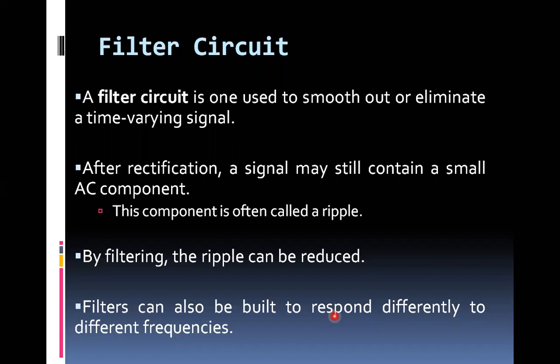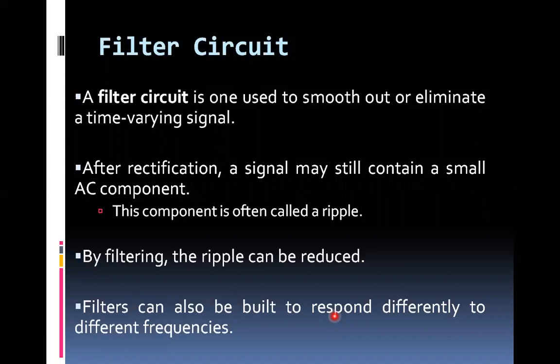Rectifiers are the devices which convert an alternating current to a direct current. But the direct current we get in the case of a bridge wave rectifier or full wave rectifier is not in the form of pure DC. It is called a pulsating output. So if you want to remove the AC mixture in the DC, then filters have to be used. A filter circuit is one used to smooth out or eliminate a time varying signal.